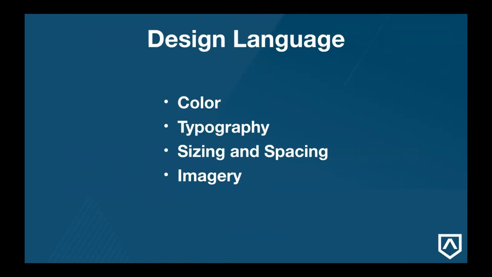First, I want to talk a little bit about the visual design language. So the design system encompasses this design language and then has additional pieces as well that we'll talk about later. But a visual design language is the core of a design system, and it consists mainly of these categories of color, typography, sizing and spacing, and imagery. And we'll talk about each one of those.